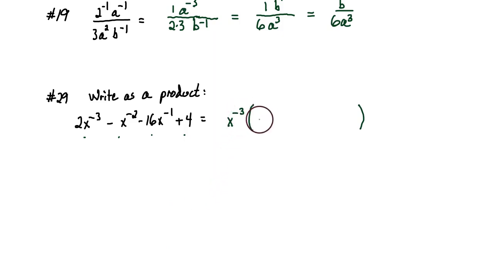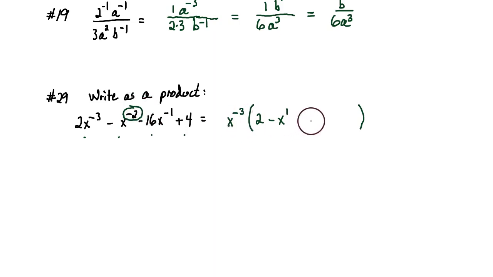Now x to the negative 3 times what makes 2x to the negative 3? We need to have a 2 there. X to the negative 3 times what makes negative x to the negative 1? We need to have a negative x. Think of that as a negative x to the 1. And when you times this to this and add the exponents, that would make this negative 2.